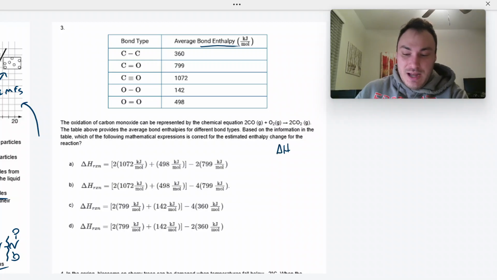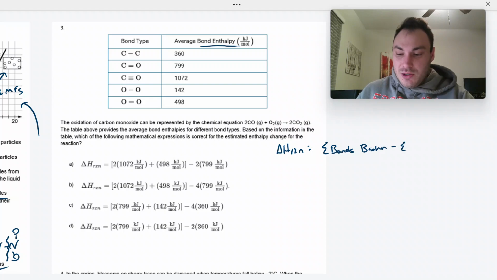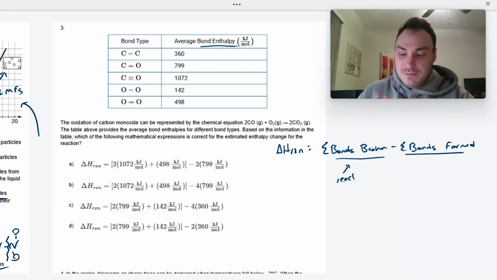The enthalpy of the reaction is equal to the sum of the bonds broken, which is all of the endothermic ones, minus the sum of the bonds formed, which is the exothermic. So in other words, these are the reactants, these are the products.